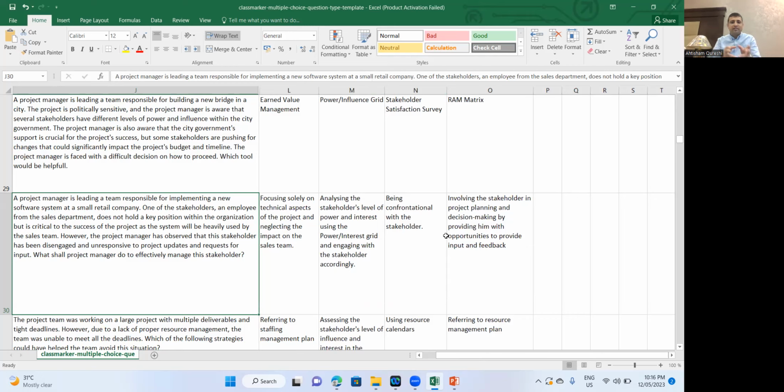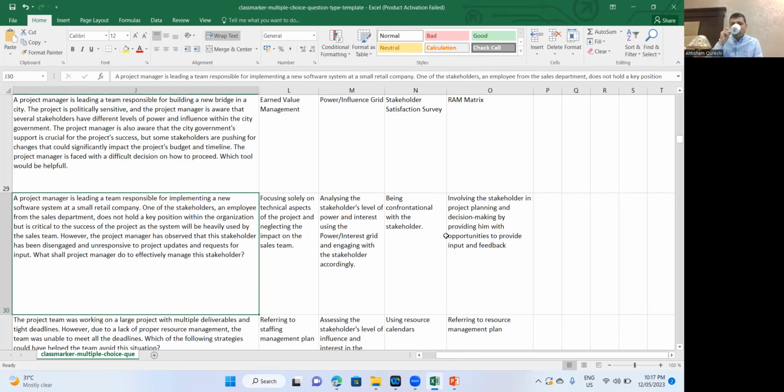Okay, you want to be confrontational with the stakeholder? No, right? No, no, no, no. Now somebody is not holding a key position, but critical to the success of project, as the system will be heavily used by that person. So if he is not holding key position, would you be involving him in the planning and decision making? No. What do you think, Kumar?